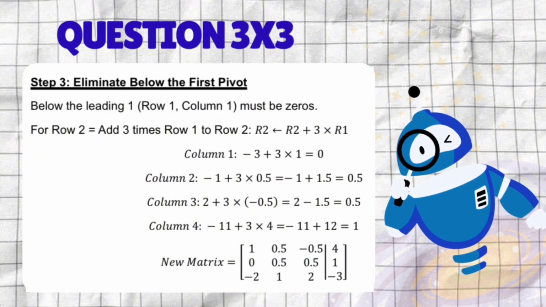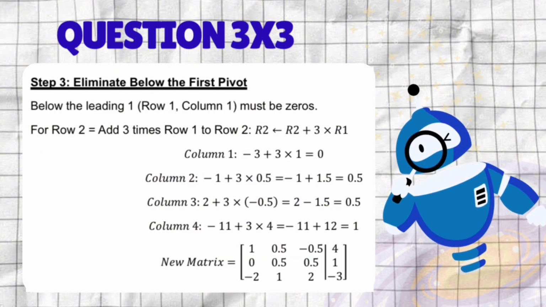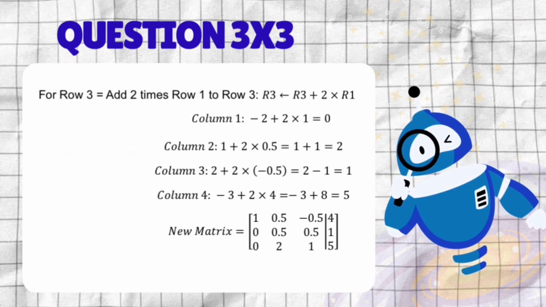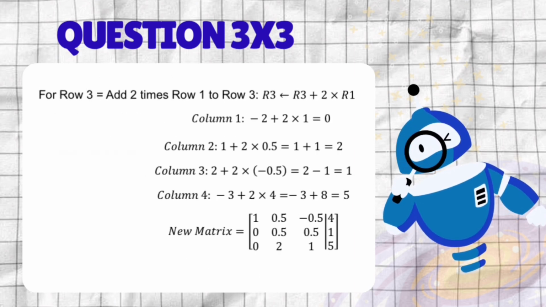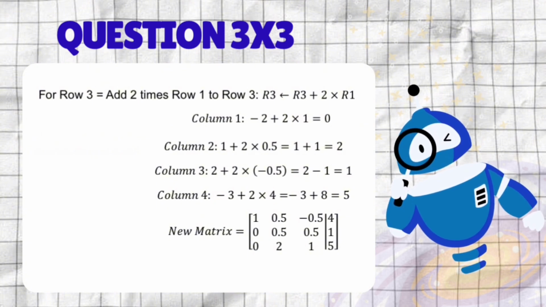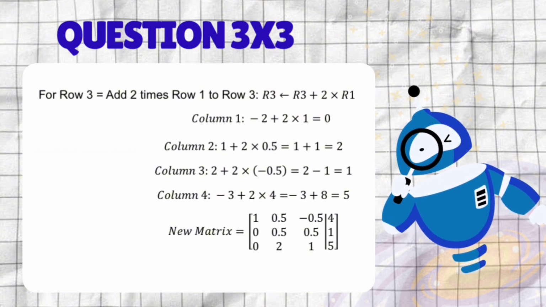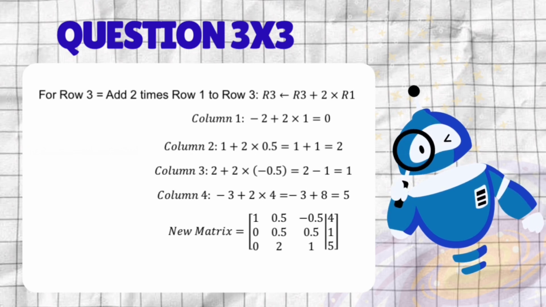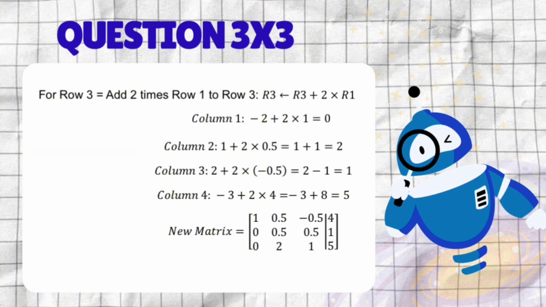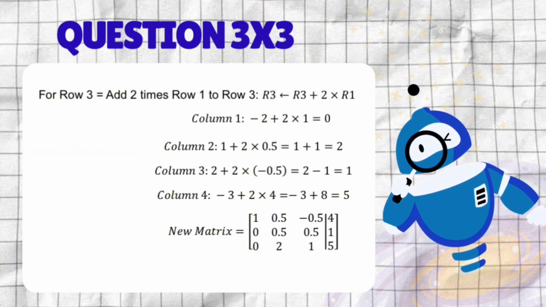And then apply the same operation across the entire row, including the constant. Next, eliminate the entry under the pivot in row 3, column 1. Since row 3 starts with -2, I add 2 times row 1 to row 3. Again, do it to every entry in that row, so the equations stay equivalent.